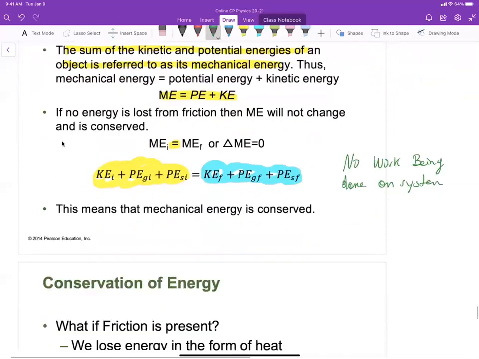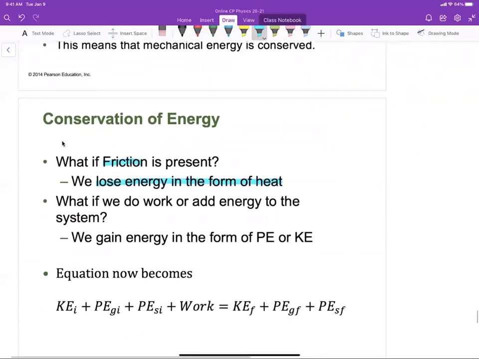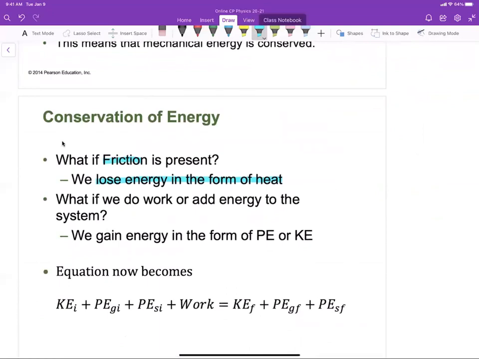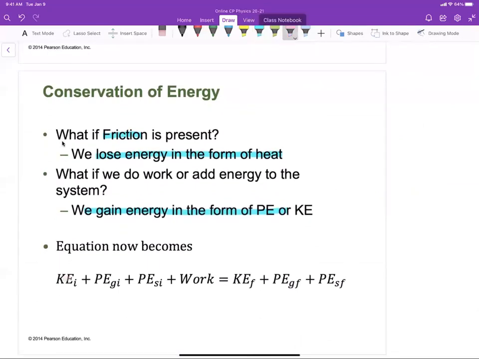Now, if I have work, for example friction, then we will lose this energy in the form of heat. Or let's pretend I have a motor that's involved and I am going to add energy, then we gain energy. So we will have the exact same situation: kinetic energy plus potential energy due to gravity, potential energy due to a spring, initial is equal to all those energies final, and then we have to add the amount of work that we have added to that system.